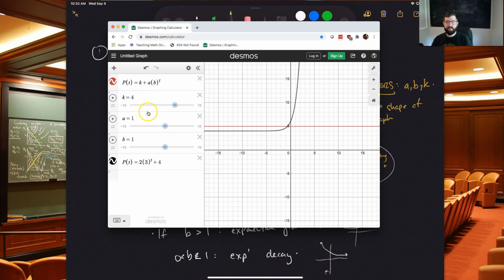And matching a and b should also match this curve up to be right on top. So my a value looks like it's 2. So if I scoot this up to 2, you'll see now how we have the same y-intercept of 6, which is 4 plus 2. And then the growth factor has to be the same. Right now it's at 1, that's why it's a flat line, right? Because it has no growth or decay. And so if we move it up to 3, we're going to see, hey, look, it's right on top, right?